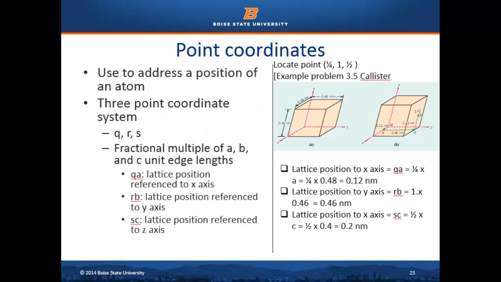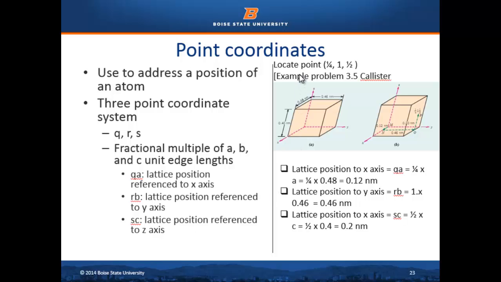When we want to talk about something, it is important to address it first. Suppose we want to talk about a particular atom in a unit cell. How are we going to do so? This job is done by the point coordinate system. The point coordinate system is used to address the position of an atom. There are 3 point coordinates, q, r, and s. These are fractional multiples of the a, b, and c unit edge lengths. qa is a lattice position referenced to the x-axis, rb is a lattice position referenced to the y-axis, and sc is a lattice position referenced to the z-axis.